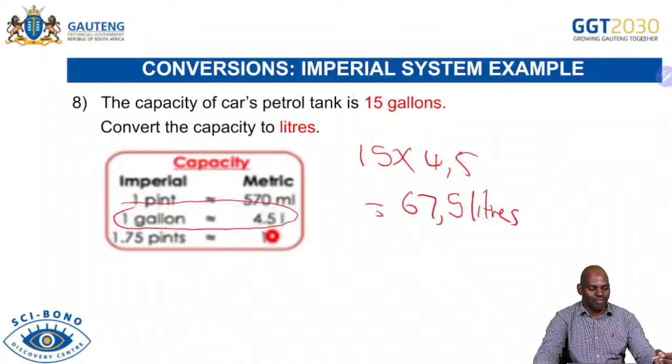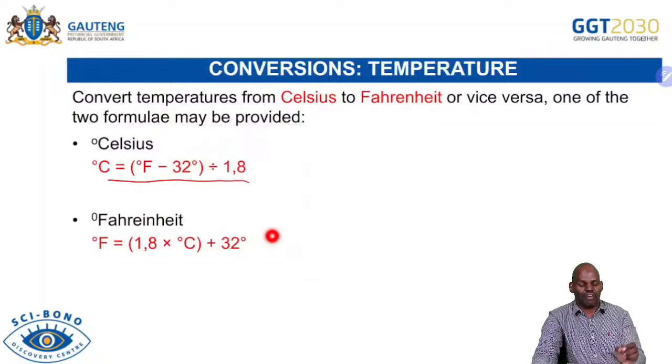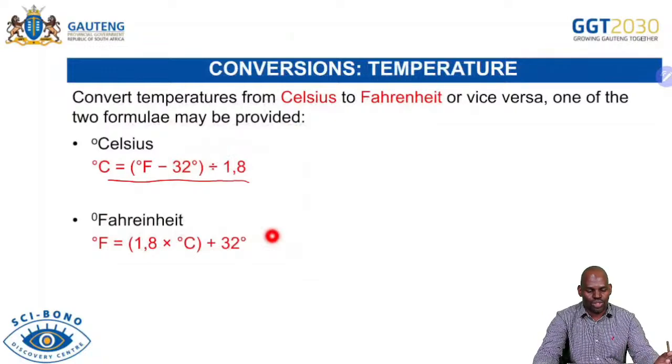Okay, very easy. The next one is converting between temperature units, from one unit of temperature to another. We've got degrees Celsius, of which the formula is: degrees Celsius equals, in brackets, degrees Fahrenheit minus 32, close the bracket, divided by 1.8. If you want to convert from degrees Celsius to degrees Fahrenheit, you use the formula: degrees Fahrenheit equals, in brackets, 1.8 times degrees Celsius, plus 32.